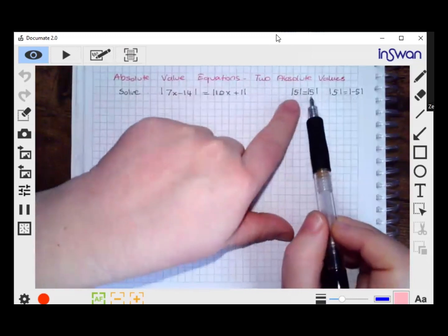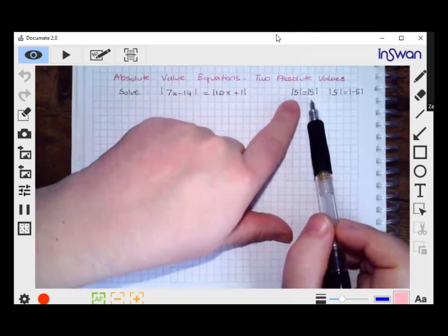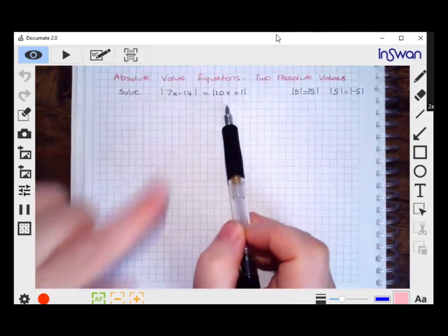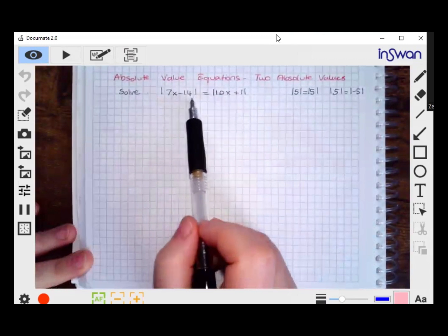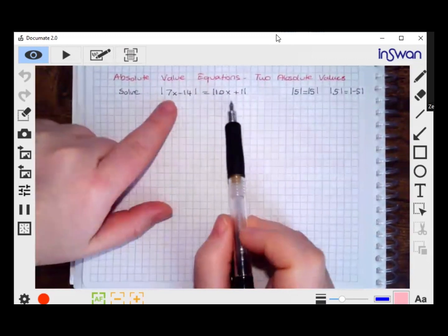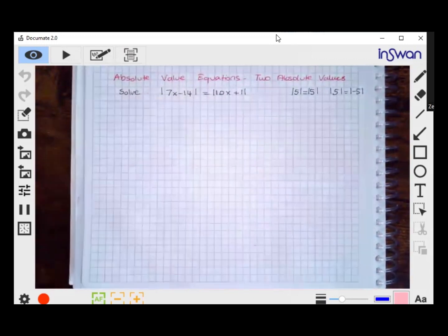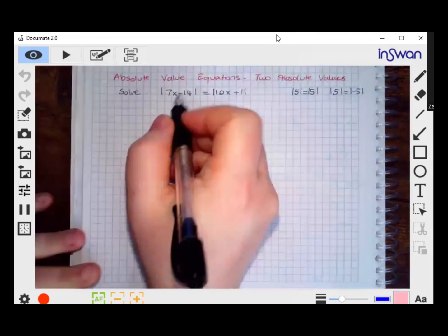So here I just use the number 5 as an example, but we don't know actually what the number is, so we will find out what x should be so that the two absolute values are the same. So we will split our equation into two as follows.